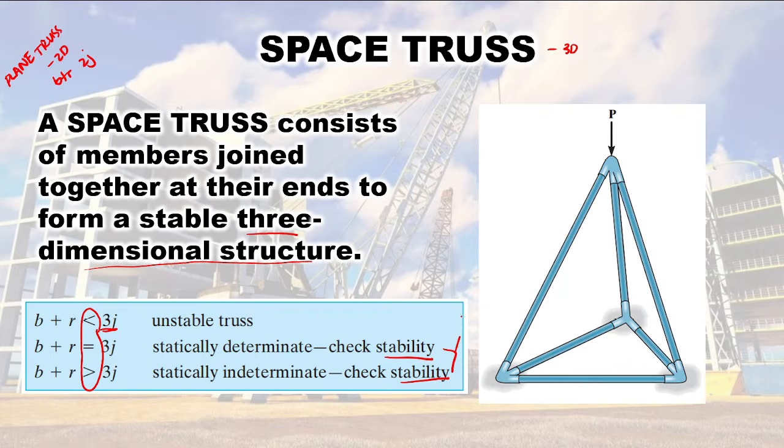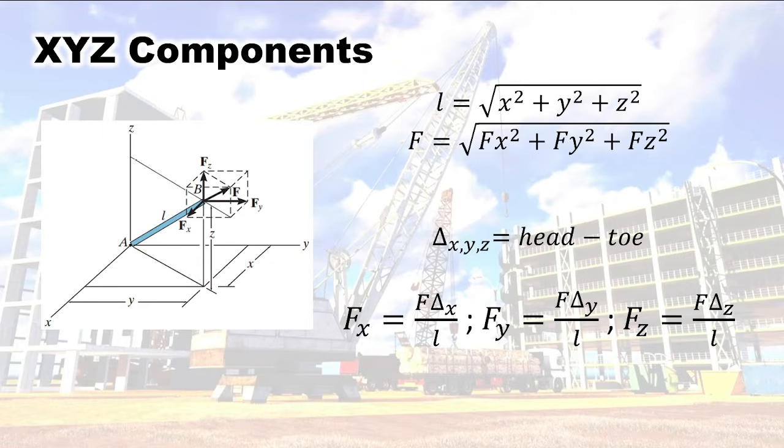Most of the time, pag chine-check natin ang stability ng truss, we are looking for the lateral bracing. Of course, we also have the components, which is the x, y, and z. Now, from your plane truss, our components there is just x and y. So, here, nadagdagan lang siya ng isa actually. So, you have the z squared there and the Fz squared.